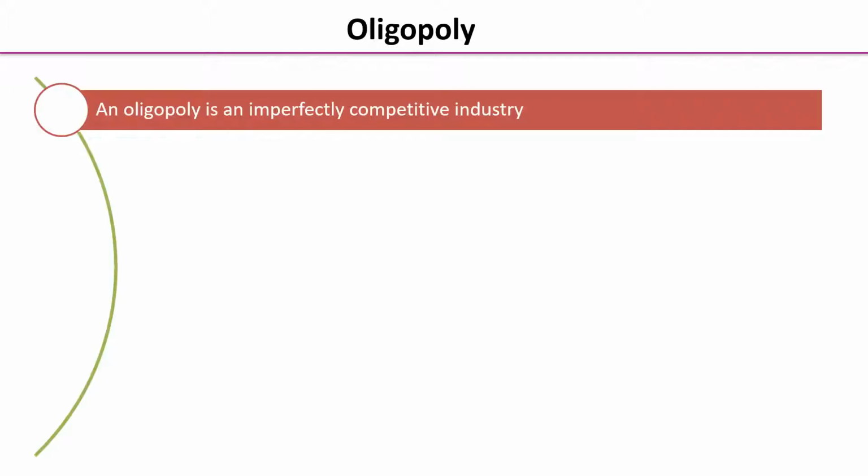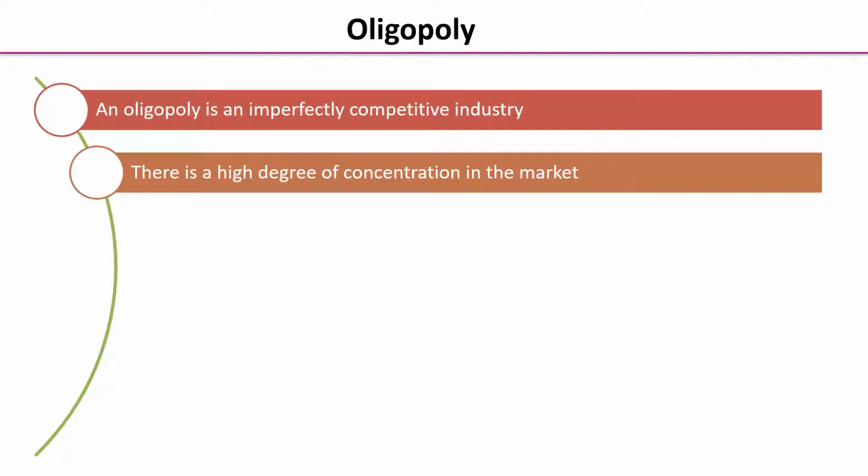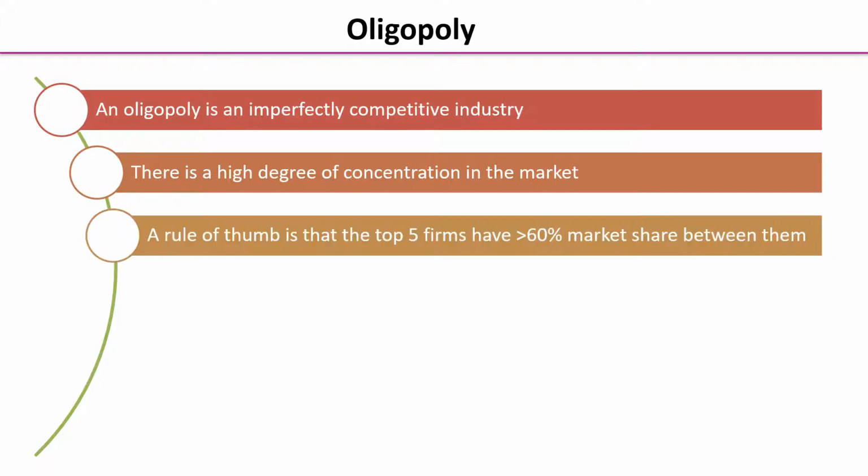Well, you should take careful note of these because it's an important market structure. First of all, it's an imperfectly competitive industry, so it's not at all like perfect competition. Secondly, there's a high degree of concentration in the market. This means that there's a small number of firms that have the majority of the market share. And the rule of thumb with this is that the top 5 have at least 60% of the market share between them.